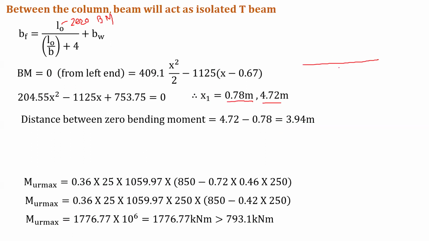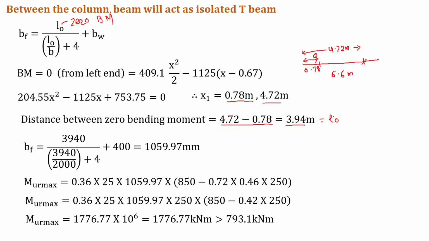So we have along the length 6.6 meter. One value we have over here, which is 0.78. And the second value we got, which is 4.72 meter. Both values we have from left hand. And then we have distance between zero bending moment is 4.72 minus 0.78. This will be 3.94, and this we will have value of L0. Then we will find value of BF, L0 upon L0 by B plus 4 plus 400.